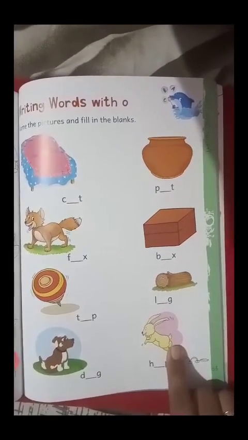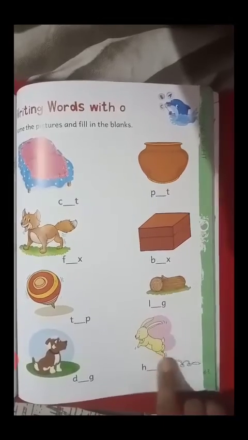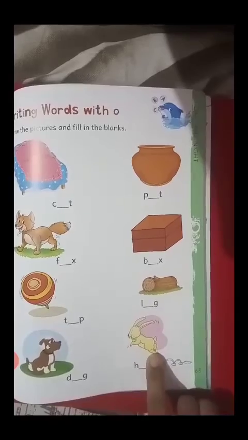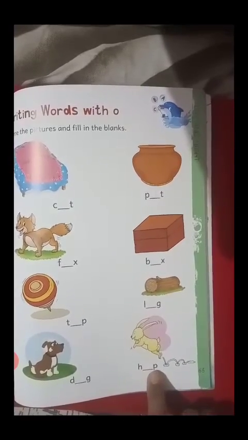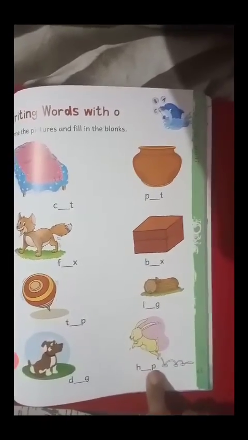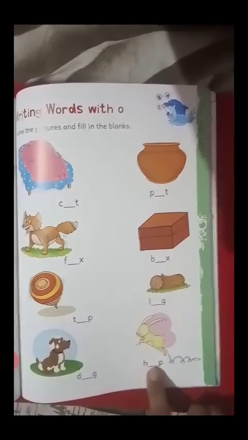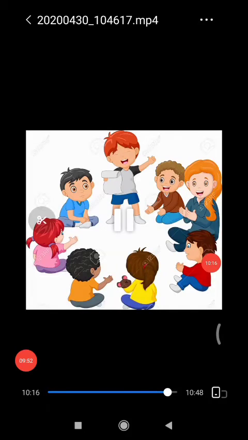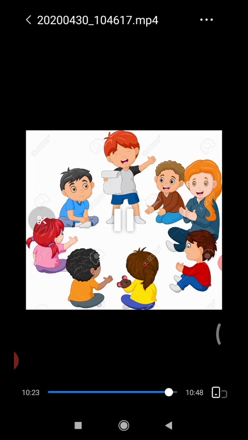Next picture is hop. The rabbit is hopping. H-O-P, hop. So write here the letter O and make the word hop. Now students, sit in a circle with your family and discuss the things you have done since morning.